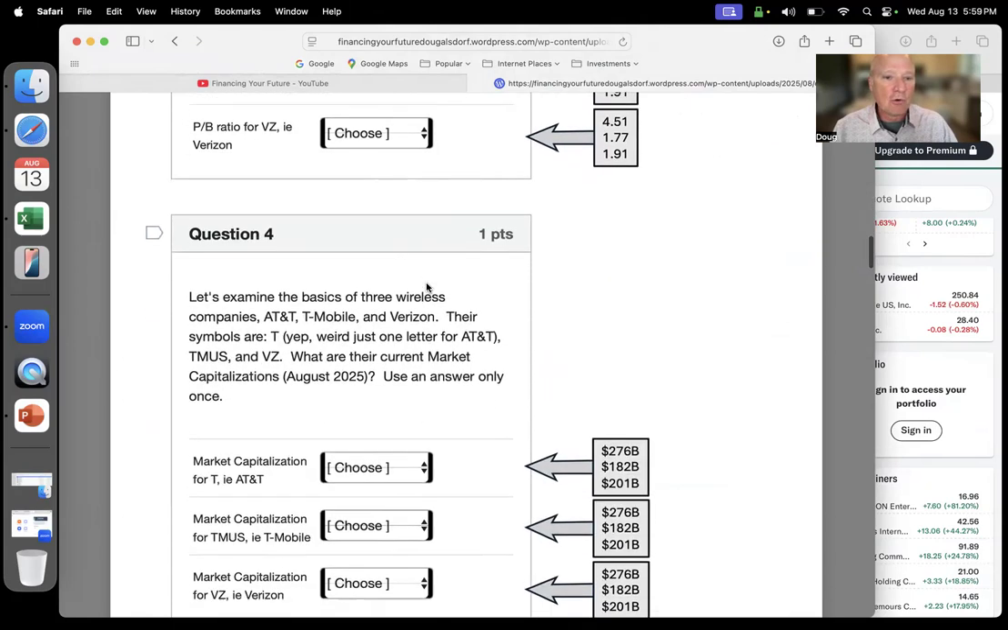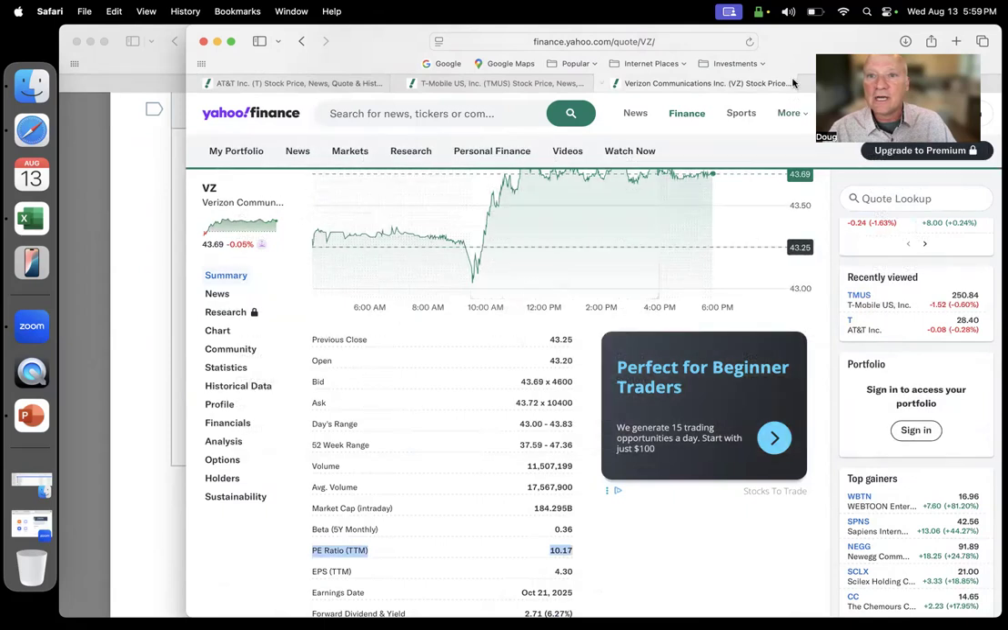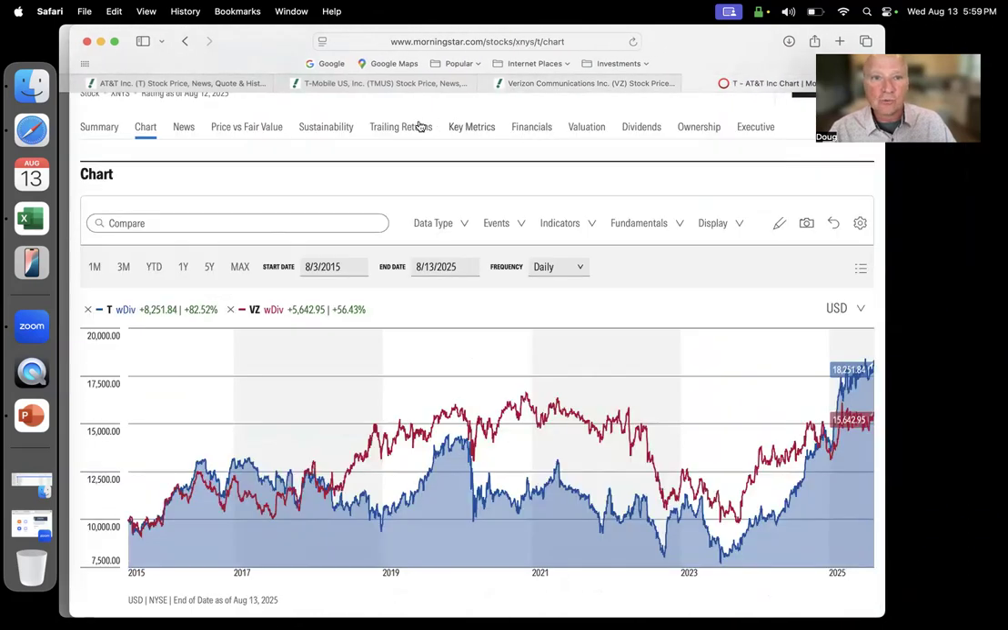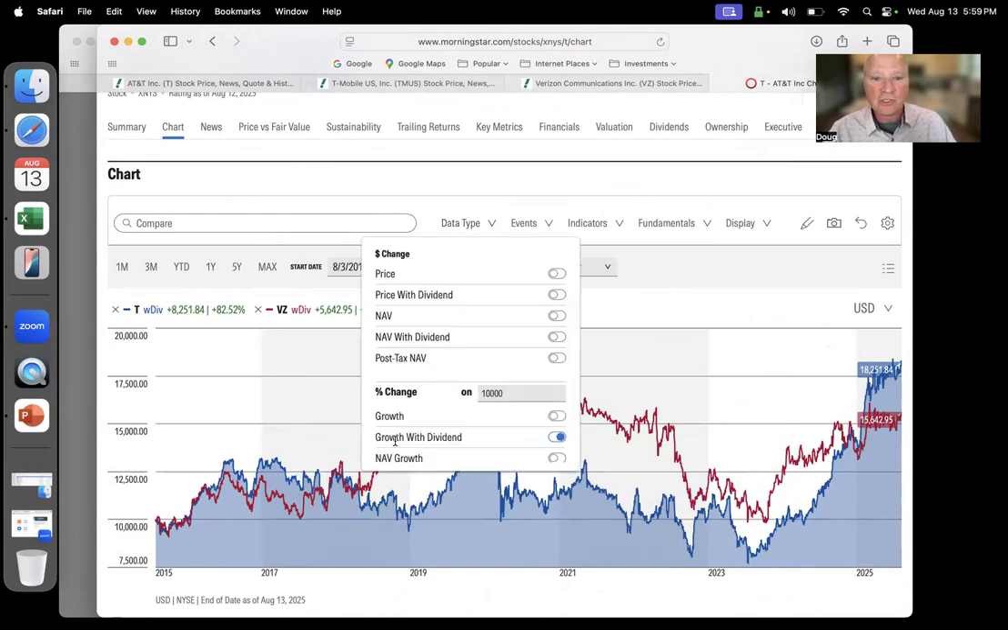We also want to have a look at question number 6. And in this question, we're saying, if you had spent the time to answer all the previous questions, you'd realize there's some statistics that are available to us when considering these stocks, particularly over the 10-year period. And I'm asking, do those statistics make sense with the plotted stock values? So what I've already done is gone to Morningstar's webpage, and I've already loaded in for a 10-year time frame here, across the bottom, AT&T and Verizon, and these two stocks are kind of similar in terms of their performance. I've done a percent change in growth with dividend on $10,000 invested.